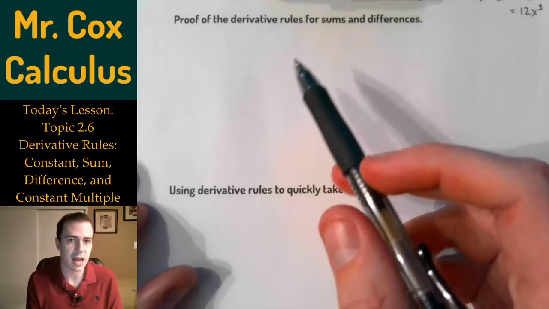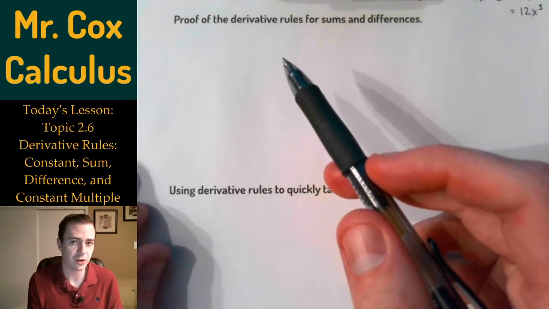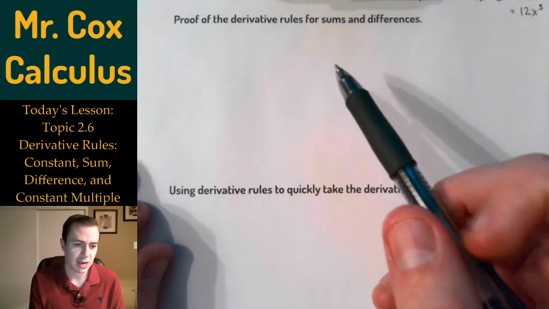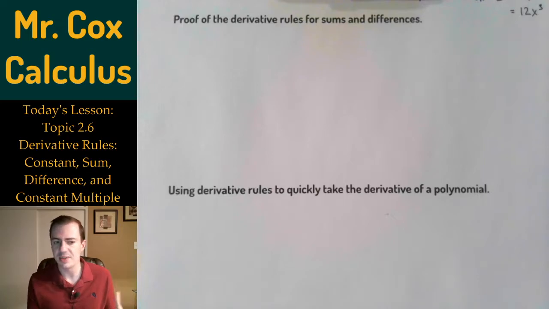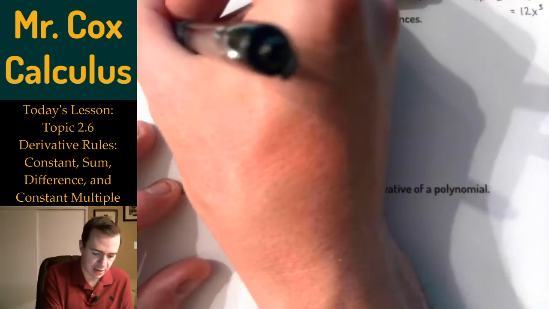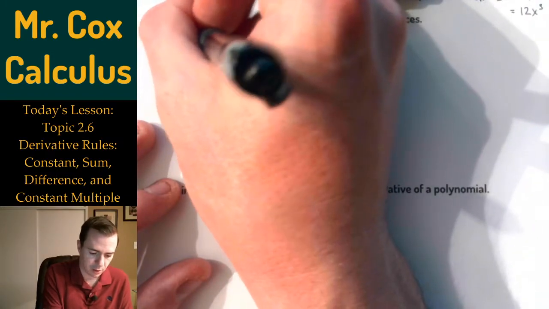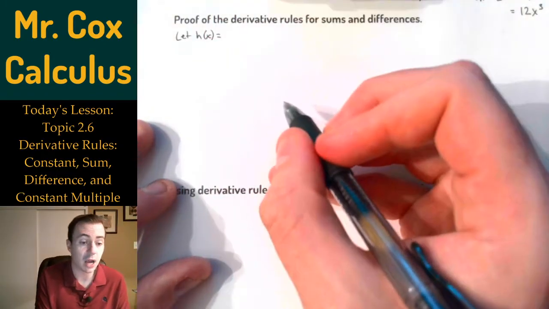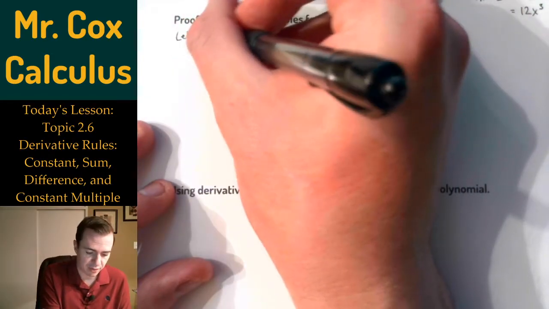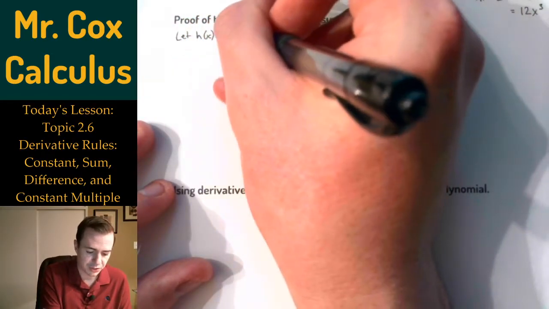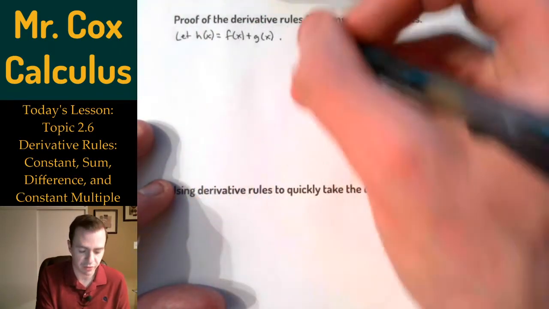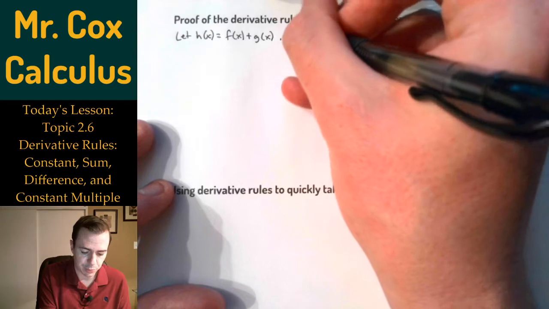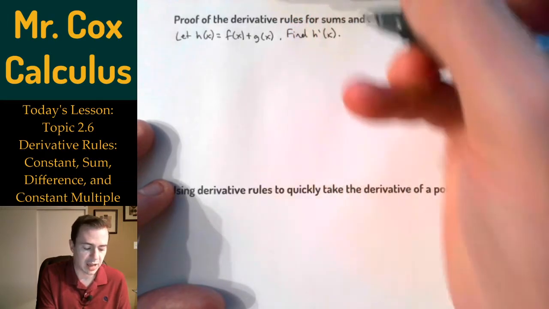Okay, let's take a look now at a proof of the derivative rules for sums and differences. Actually, I'm going to do the proof for sums, and you're going to see that the difference follows pretty logically from that. So let h of x be a sum of two functions, f of x plus g of x. What I want to find is the derivative of h, h prime of x.